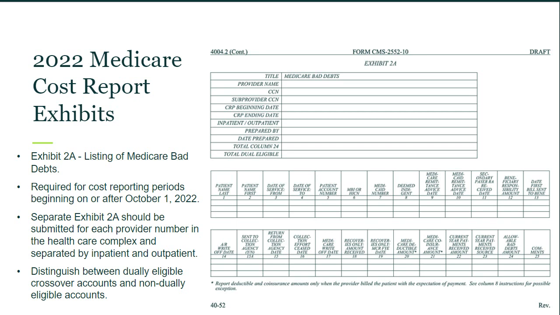There are also now new required dates, and the descriptions are clear, such as AR write-off date, collection agency return date, collection cease date, and I think one more, Medicare write-off date. So these additional columns will cause more work for the providers the first year they are implemented, but the hope would be that this would allow the audit process to go smoother as the auditors review these listings.